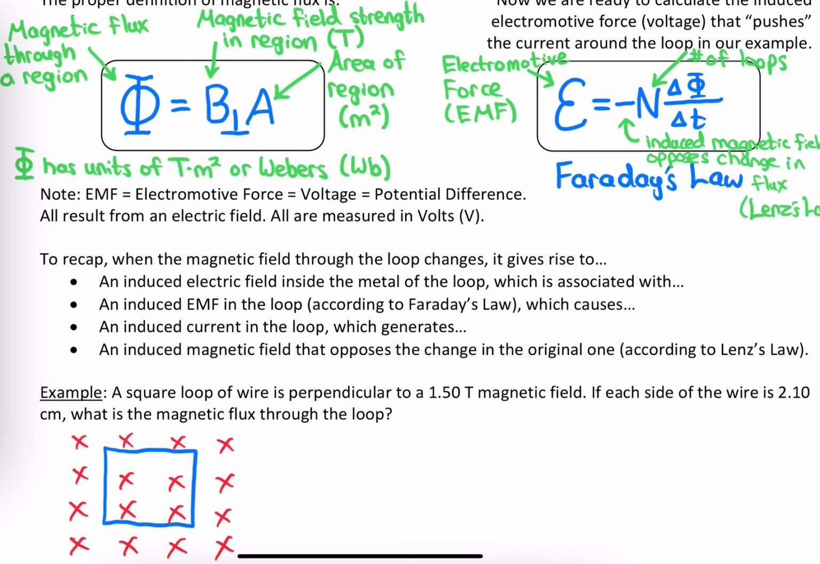So I've got a magnetic field going into the page, and it's perpendicular to this region, this loop of wire that's laid flat on the page. The magnetic field is 1.5 Teslas. And the square loop of wire is 2.1 centimeters on each side. So that is 2.1 centimeters, and this is 2.1 centimeters.